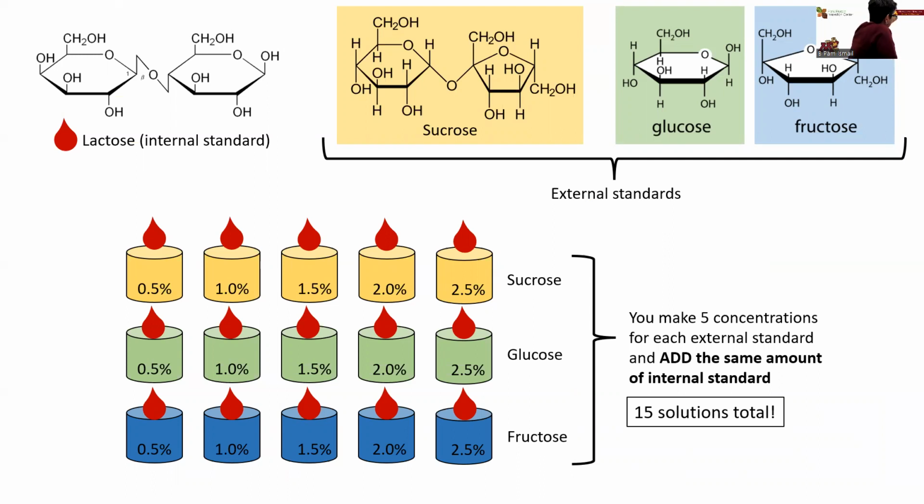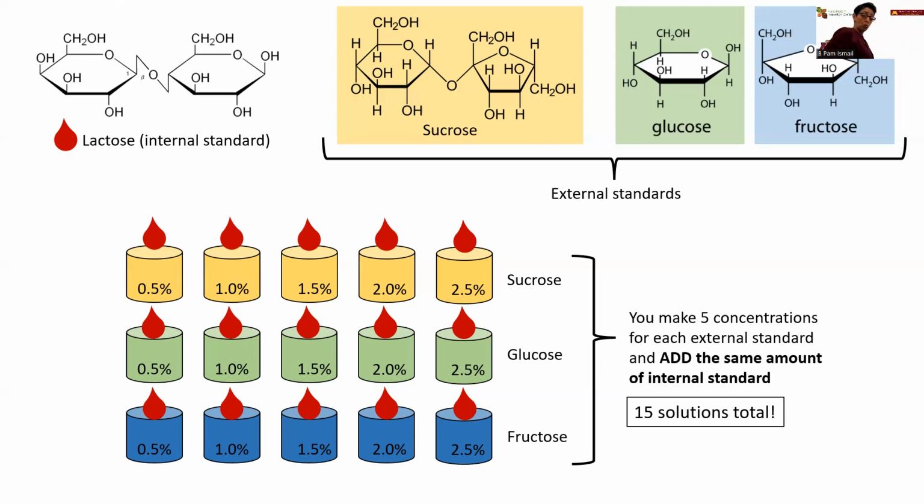So you add the same amount of lactose, same concentration, same volume, to all of your standards. You prepare standards at different concentrations and you add the same amount of lactose to all of them. And then you add the same amount of lactose to your sample as well. Whatever you added to your standard, you add to your sample, and you start your analysis.